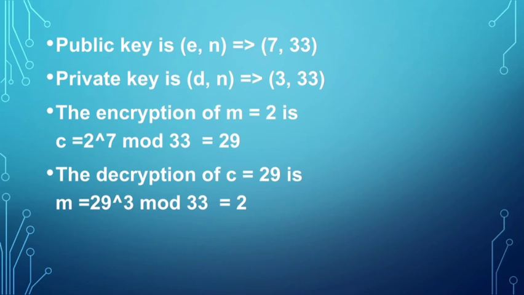In the decryption process, we have the ciphertext value 29 and we are going to decrypt the message. So the formula is c power d mod n. The ciphertext c equals 29, the d value is 3 and the n value is 33. Computing it, we get the message as 2.